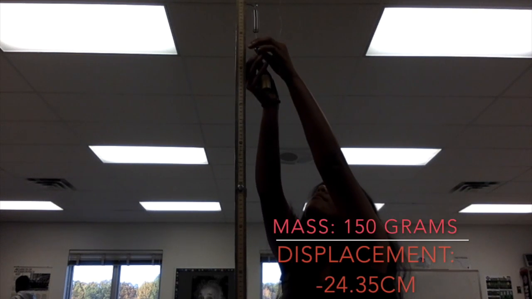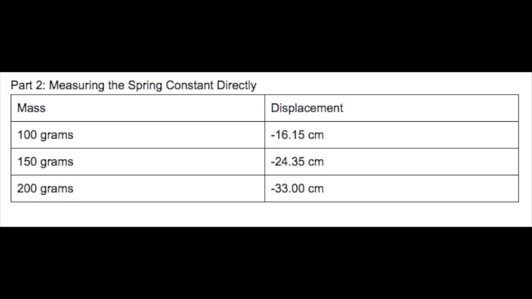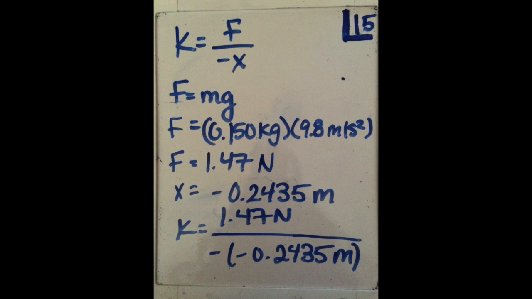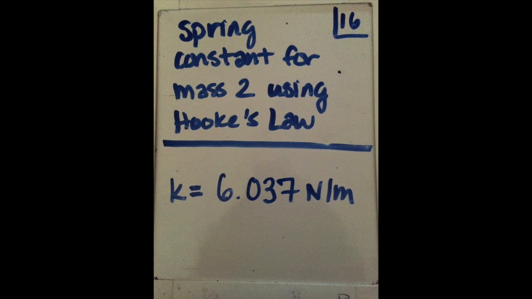Repeat for the 150-gram mass. The displacement for the 150-gram mass is negative 24.35 centimeters. For the equation, m is 0.15 kilograms, so F is 1.47 newtons. X is negative 0.2435 meters. The constant is 6.037 newtons per meter.